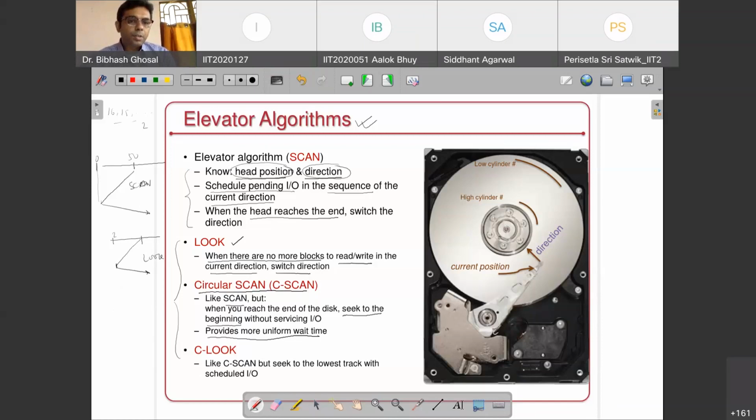C-scan is you come from here up to 0 and don't switch direction. You start your next movement from the highest, which is, let's say, 100 in this case. And C-look says, no, you start from here, go till the last one, which is in this case 2, and when you reach here, you don't start from 100, you start from the highest one in the requests, which is, let's say, 80. So you start from 80 and you move along this. That's what C-look says. Is that clear to you? Okay, sir, got it. Yes, sir.